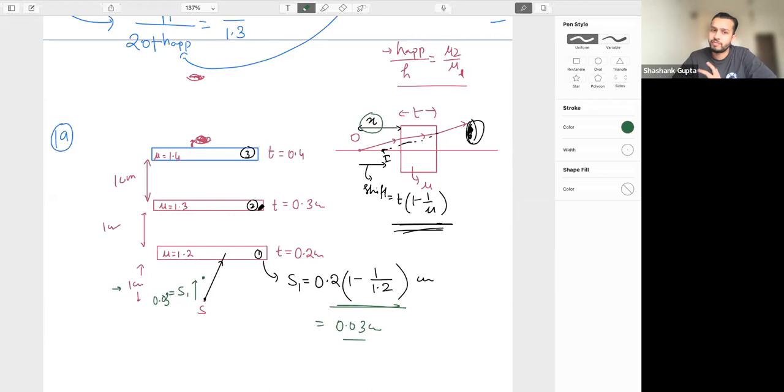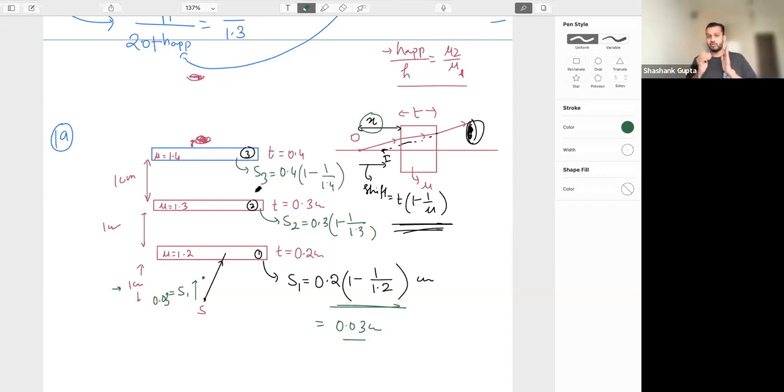So the shift is the same wherever the object is. The shift has nothing to do with where my object is. I can calculate the shift for the second one also, which is t times (1 minus 1 upon mu). Let's calculate quickly. So it is 0.4 times (1 minus 1 upon 1.4).